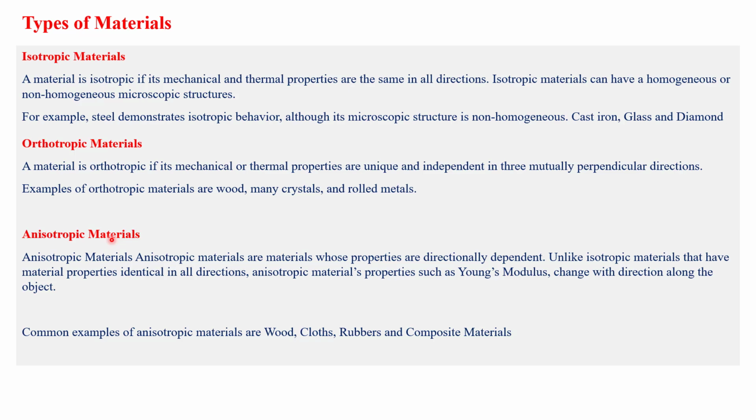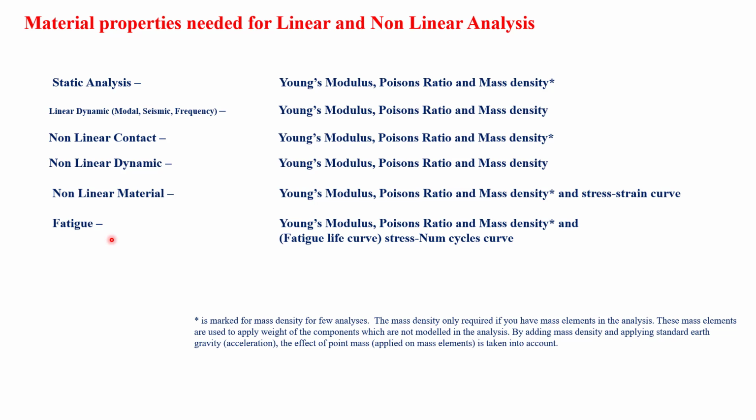These are all isotropic materials. This is a very important thing: the material properties needed for linear and non-linear analysis. For the static analysis, in short, Young's modulus and Poisson's ratio are more than sufficient to find out the stress and displacement.